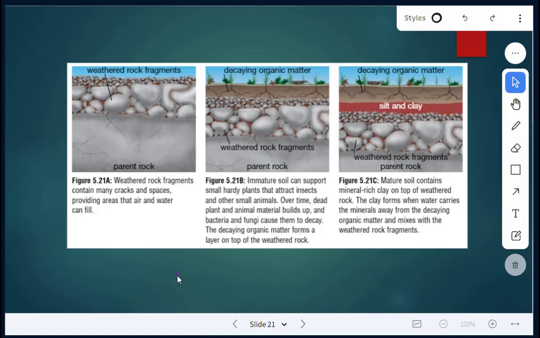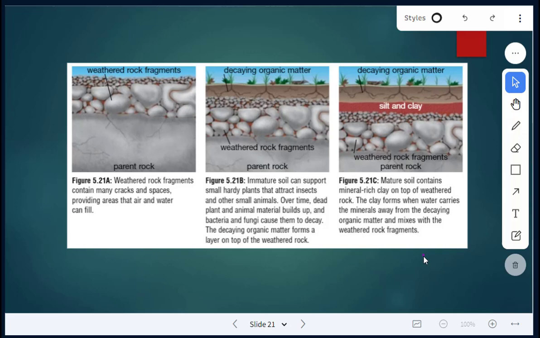Okay, so in this diagram, we are looking at some weathered rock fragments. They contain lots of cracks and spaces, so it provides areas for air and water. Then here, some immature soil. It can start to support small hardy plants. Those will then attract insects and other small animals. And then over time, dead plant material and animal material will build up. Then bacteria and fungi will cause them to decay. That decaying organic matter will form a layer on top of the weathered rock.